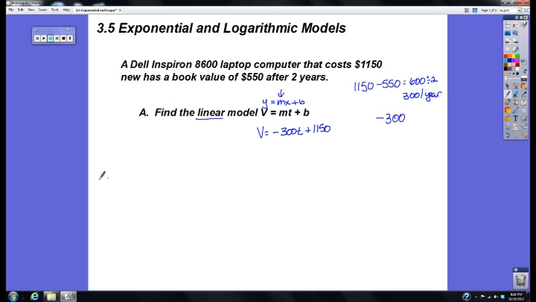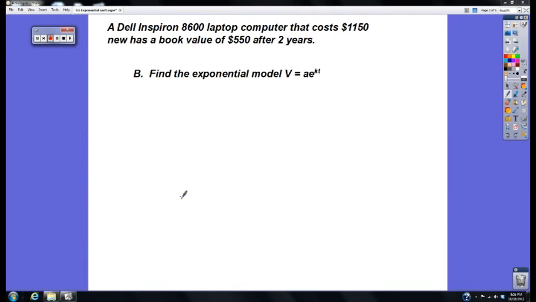That one was easy. Now let's try something a little more complicated. Now let's try the exponential model. Same computer, same information, now the exponential model. This is where it gets a little more difficult. We can plug in the A, which is the starting amount. We can plug in t for time. We can plug in just about everything.